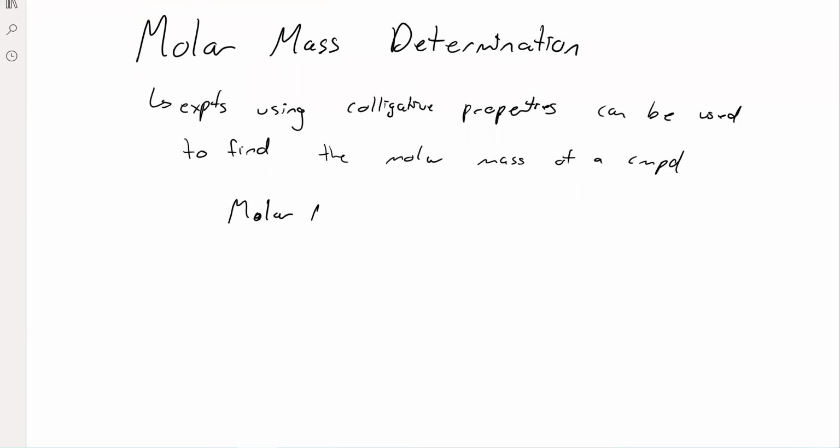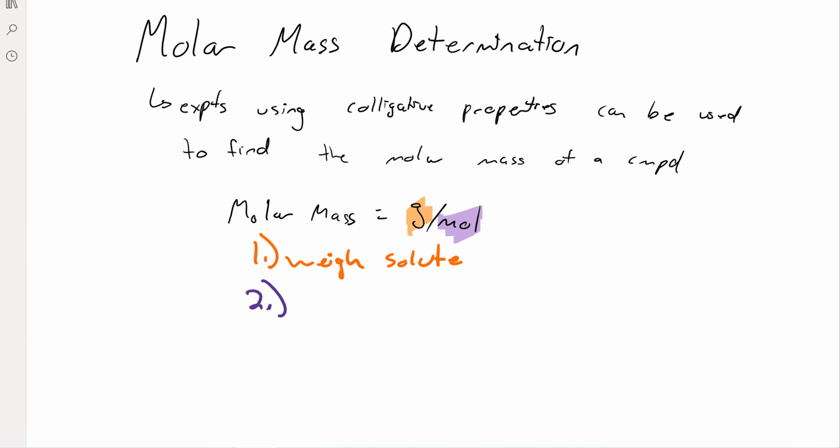So remember, molar mass is equal to grams per mole. And so we need to know two pieces of information in order to know the molar mass, right? We need to know the mass. That's relatively simple. You can just take a solid and weigh it. So you're going to weigh your solute. And then the moles, that can be determined from the experiment using colligative properties.